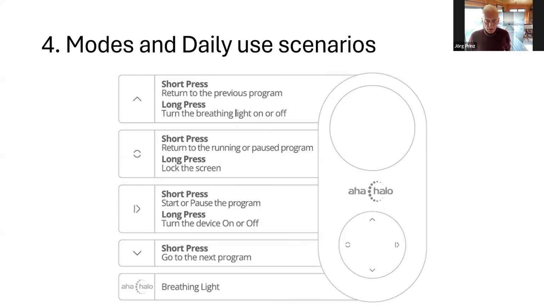And what else? Oh yeah, if you have chosen a program and you started it and it's running, you can push and hold this button here. Then the whole screen gets dark, but the whole thing is still running. It's locked. Then you can put it in your pocket and you don't have to be worried that by accident you're changing the program or stopping something.